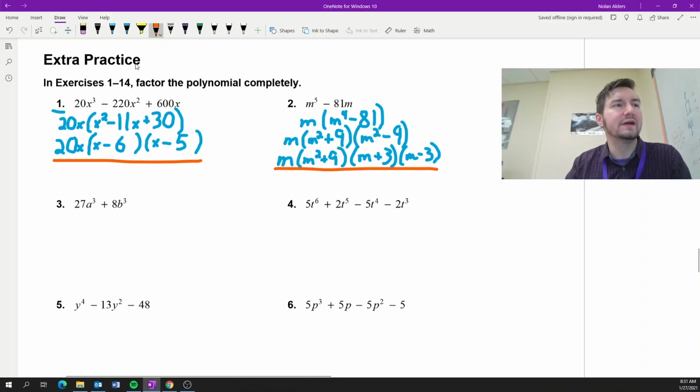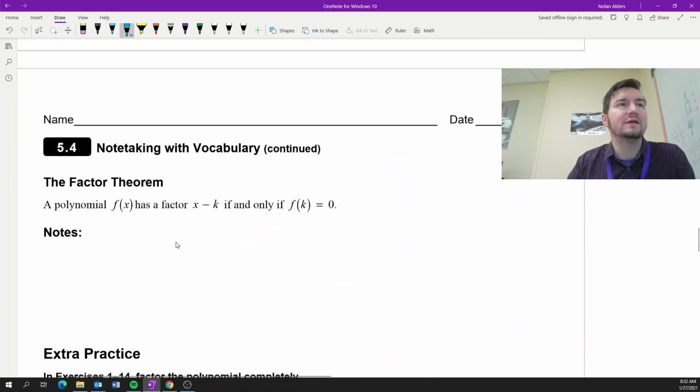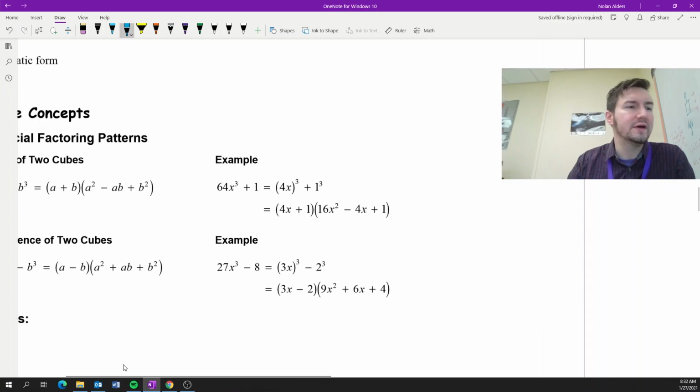So number 3. Let's see what we can bring out of this. So this is a sum of cubes because 3 times 3 times 3 is 27. A times A times A is A cubed. 2 times 2 times 2 is 8. And B times B times B is B cubed. So watch out for these because every once in a while you'll find these. This is a sum of cubes, and I have a special rule for the sum of cubes, and I want to show y'all that real quick.